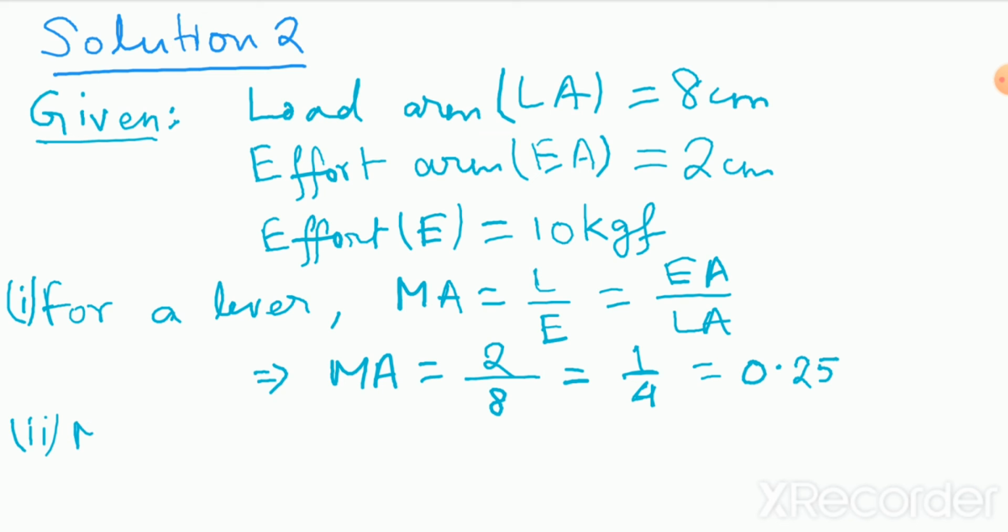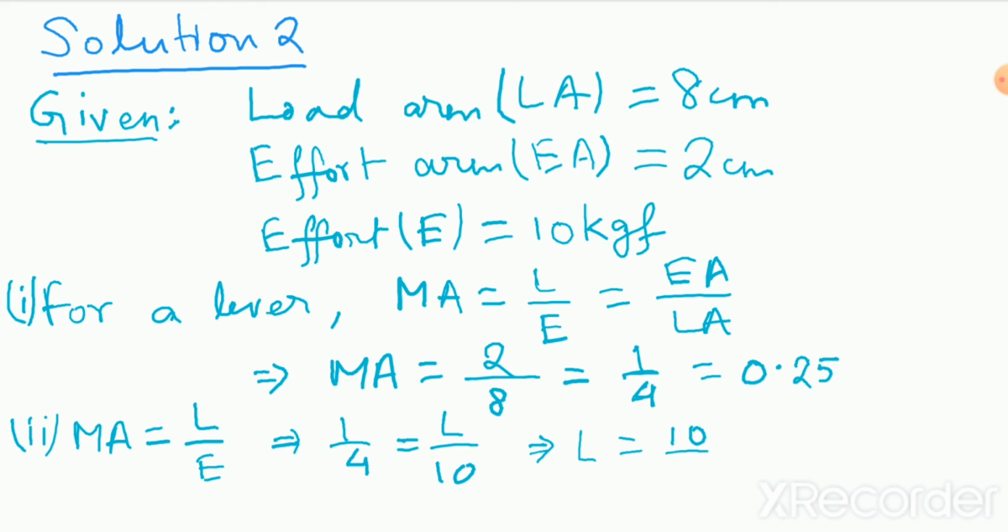Again, we know that mechanical advantage is equal to load by effort, isn't it? So what is the mechanical advantage? 1 by 4. What is the load? We have to find it out. What is the effort applied? Effort applied is 10 kg. Hence, this implies that load is equal to 10 by 4, that is equal to 2.5 kgf. Okay, so the load is only 2.5 kg.